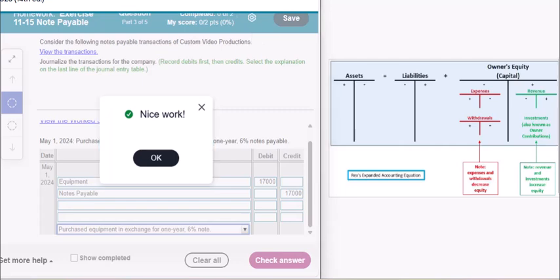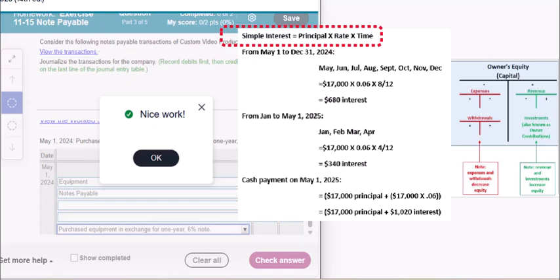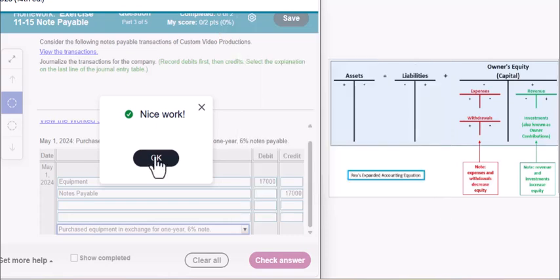As a side note, some students want to try to calculate interest, but on the day that we issue the note, no time has elapsed, because remember the formula for interest is principal times rate times time, and no time has gone by. So on the day that we issued the note payable, there's no interest yet.